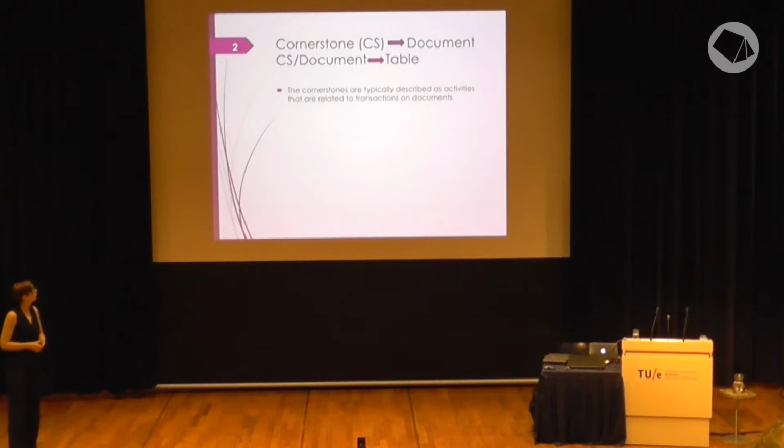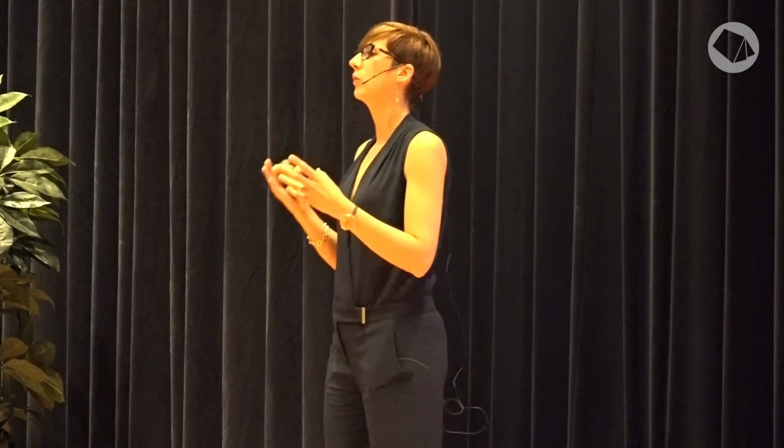Step 2, we're going from those cornerstones to documents. So as I said before, traditionally or specifically in business processes, you might see that the cornerstones are all related to documents. So in this step, we are first going to identify those underlying documents. And then in the second sub-step, we're going to identify the tables that are underlying these transactions on these documents. So let me go again to the example to make this clear.